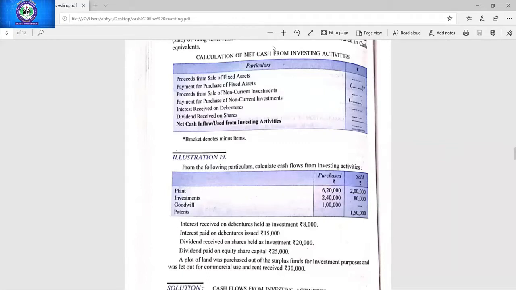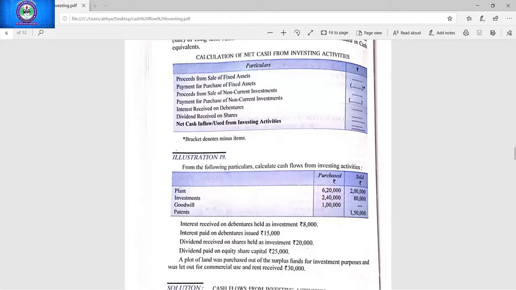So we will be making this type of format. Sale of plant 2 lakh plus, sale of investment 80,000 plus, sale of patents 1,50,000 plus, then interest received plus 8,000, then dividend received plus 20,000. Dividend paid and interest paid will not be considered. Why? Because these two are financing outflows, so we are not going to consider them here. Then plant purchased minus 620, investments minus 240, these are purchases. Goodwill is also purchased, that is 1 lakh minus.